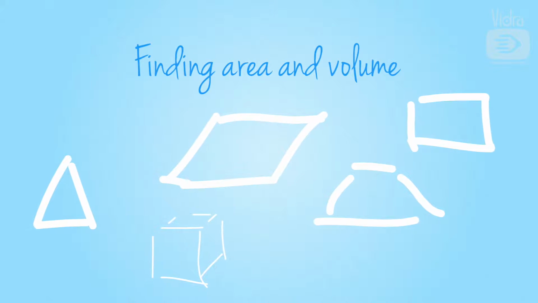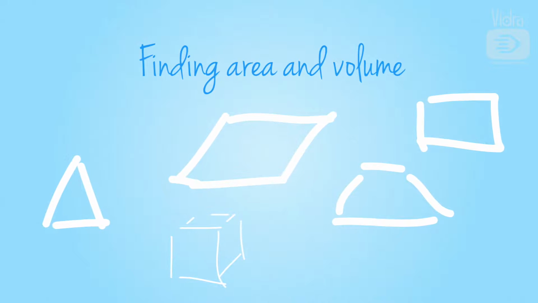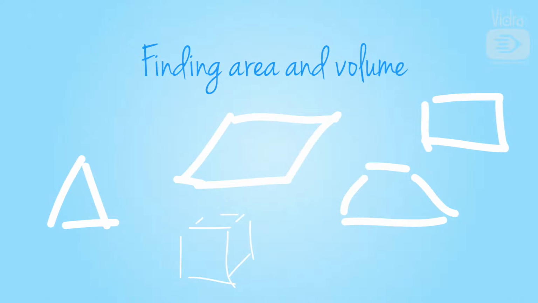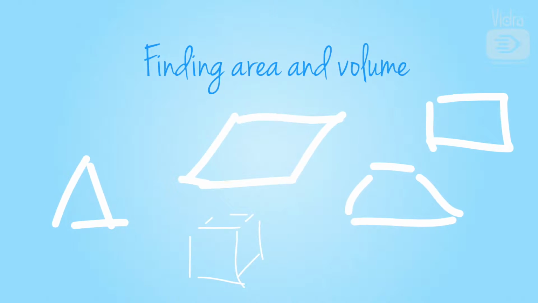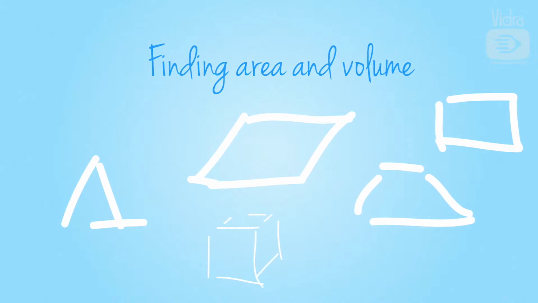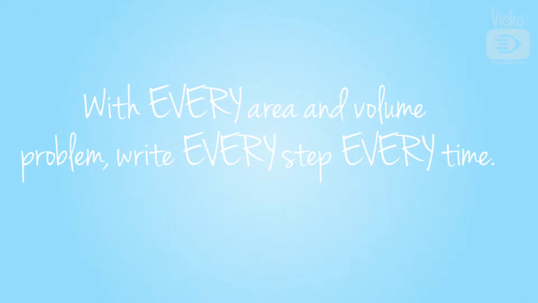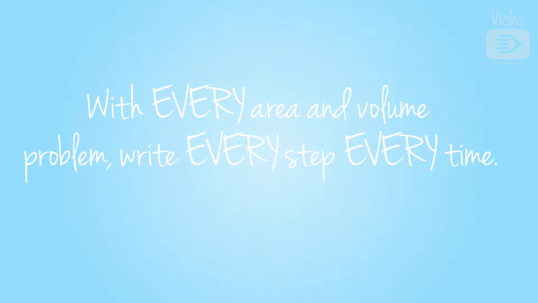Today's Ramp It Up is all about finding area and volume. Remember, we're finding area for triangles, rectangles, parallelograms, and trapezoids, and finding the volume of rectangular prisms. With every area and volume problem, you're going to write this step every single time.